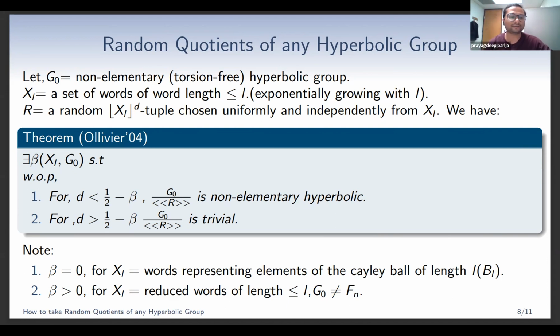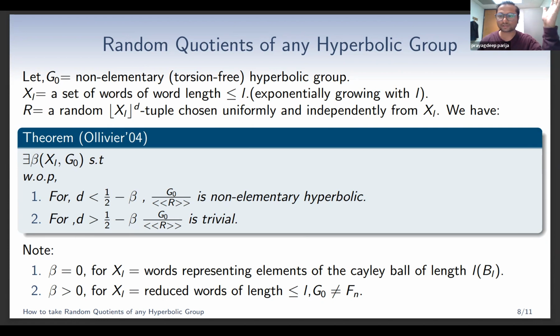So the point here is that for beta equal to 0, and starting with any hyperbolic group G naught, if the words you choose from are the words representing the Cayley ball, so every group element has some word representative, like short-lex geodesic words, and that's in a sense the correct kind of thing to choose from, then you get the correct phase transition at half. So if you choose from basically elements of the Cayley ball, you will get the correct phase transition at half.